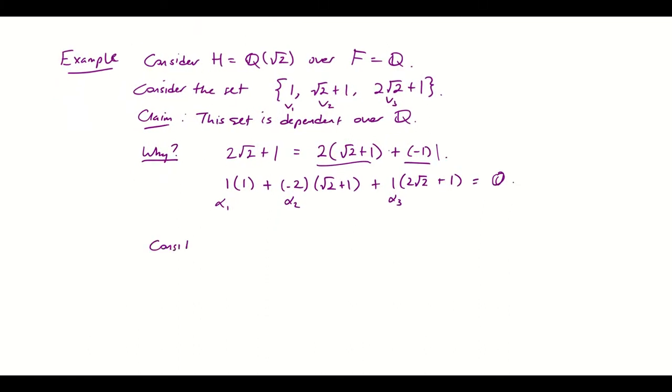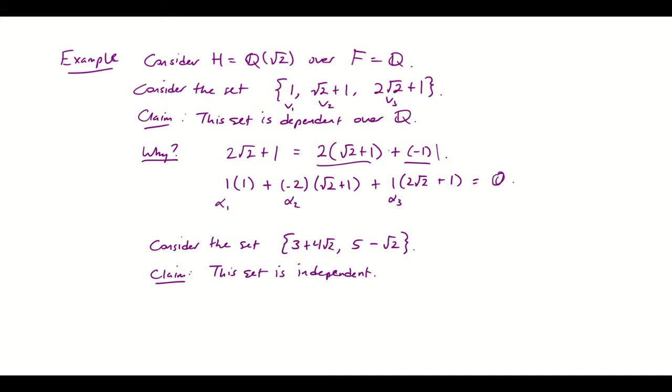Okay, what about the set 3 plus 4 root 2 and 5 minus root 2? Both of those are elements of Q adjoin root 2. I will show this set is independent. Well, how do I show that a set's independent? Well, I show that it's not dependent. What does it mean to show the set's not dependent? It means we show that there does not exist a set of scalars alpha 1 and alpha 2, not all 0, such that alpha 1 times this plus alpha 2 times this equals 0.